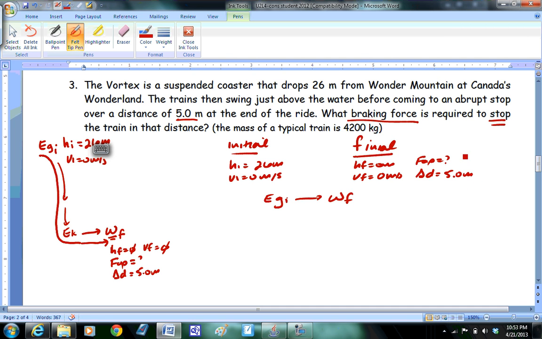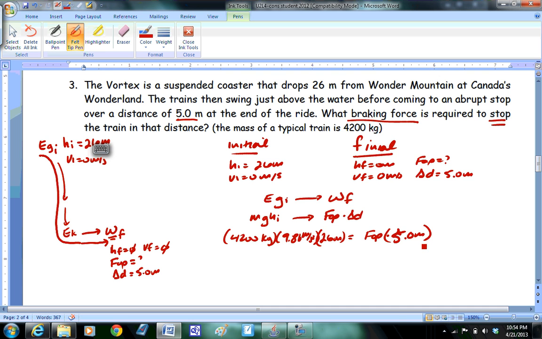So again, look for your key ideas, key variables. Work would have force associated with it. So I've got my equation, mg initial, is going to be equal to force applied times my distance. We have 4,200 kilograms as my mass. Remember, it's a roller coaster, so it's quite heavy. 9.1 meters per second squared. My initial height was 26 meters. And that's going to equal my force applied times 5 meters.